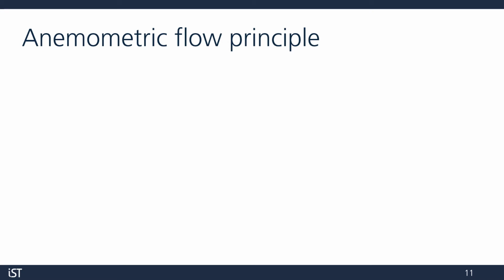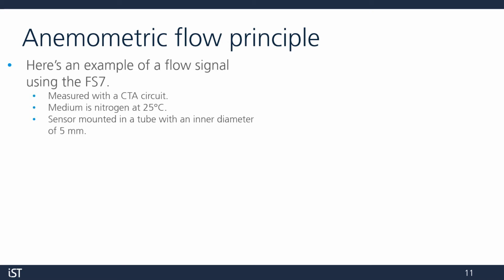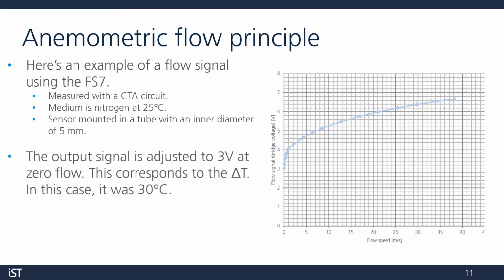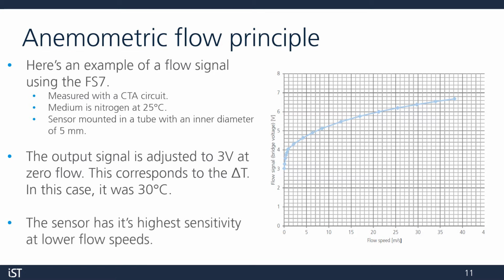So what does this look like? Let's take an example of a flow signal using an FS7 mounted in a 5 mm diameter tube. The medium is nitrogen at 25 degrees C, and our temperature difference is set to be 30 degrees C. We perform the measurement using a CTA circuit, which I'll show a bit later. The output signal is adjusted to 3 volts at 0 flow. This corresponds to our temperature difference of 30 degrees C. As you can see by the slope, the sensor has its highest sensitivity at lower flow speeds.